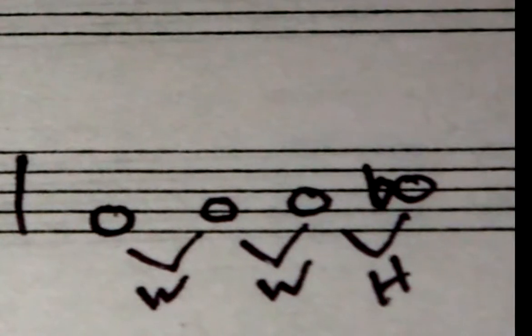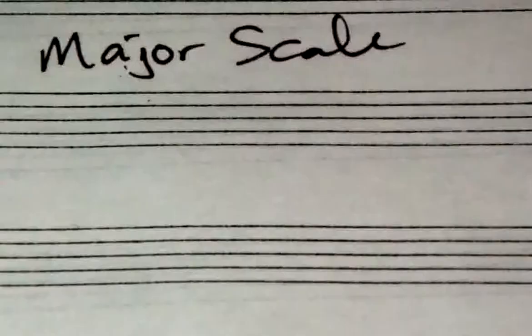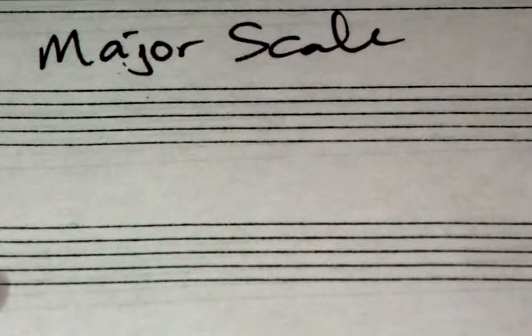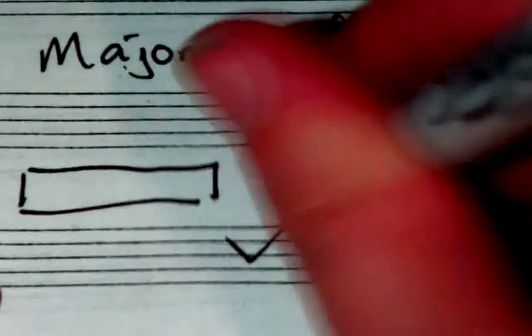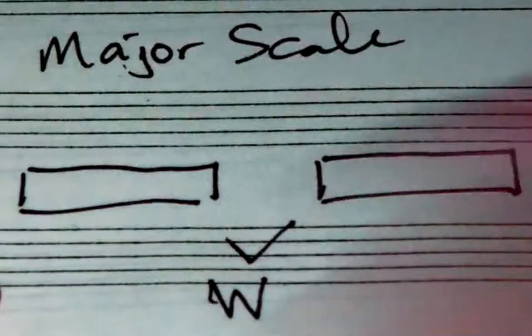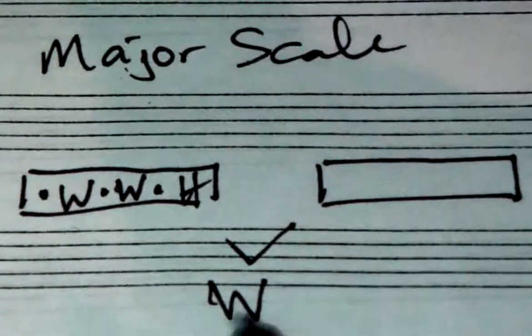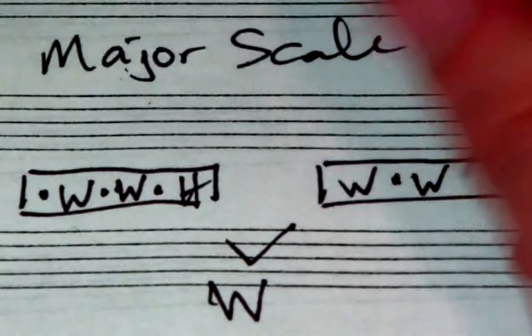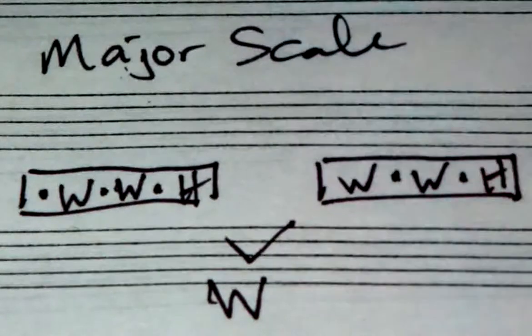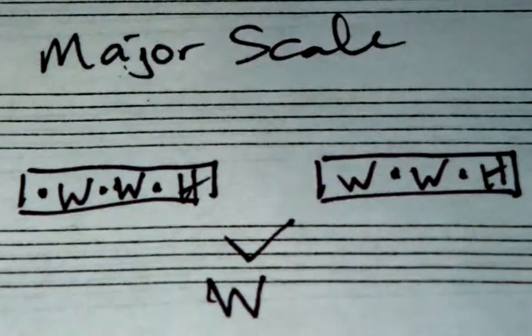The next thing that we're going to discuss is how to make a major scale. All a major scale is going to be is 2 tetrachords linked together by a whole step. So how will that look? That will look like whole step, whole step, half step, whole step, and then another tetrachord, whole step, whole step, half step. So when we see this musically, this is what we're looking at here.